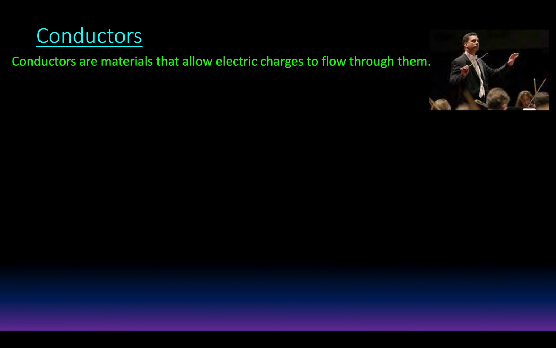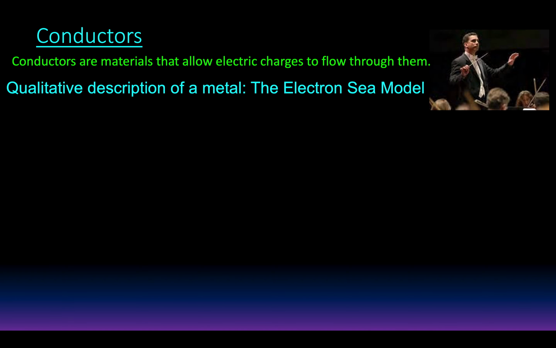A conductor is a type of material that allows electric charges to flow through them. Now, you might ask, what is special about a material that allows an electric charge to flow through it? Because not all materials allow electric charges to flow through them. A common example of a conductor is a metal. So we could ask, what makes a metal special?